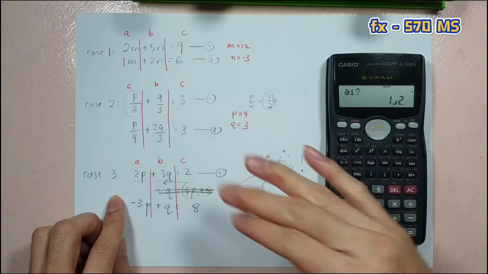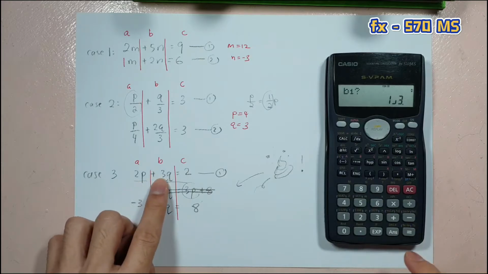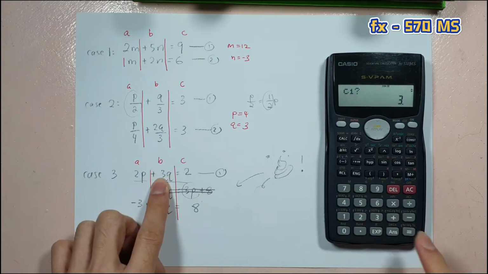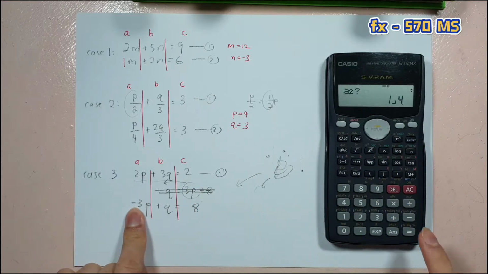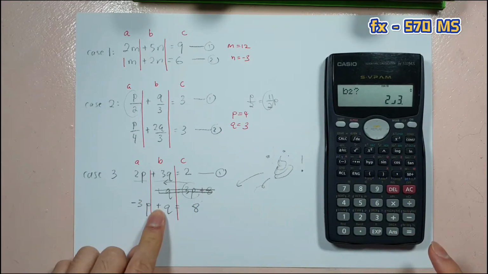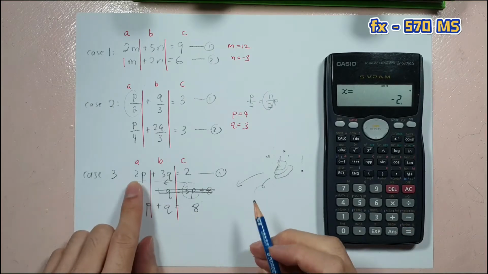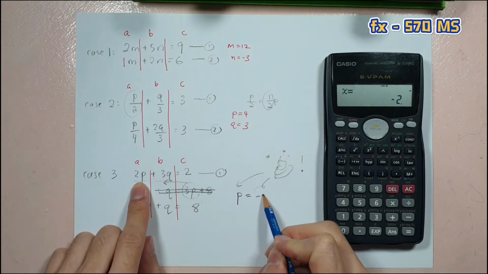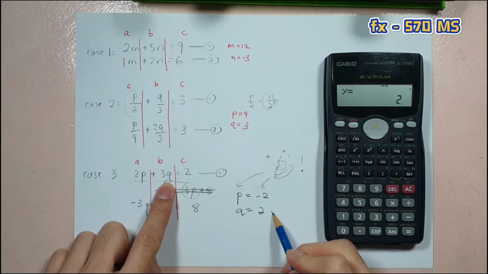So I press on, it goes straight to A1. So 2, then 3, then after that 2. So be careful. This one minus 3, minus 3. That's a plus Q, which means 1. If I say negative Q, then you press negative 1. After that, this is 8. So great. I get my P answer, negative 2. I get my Q answer, 2.